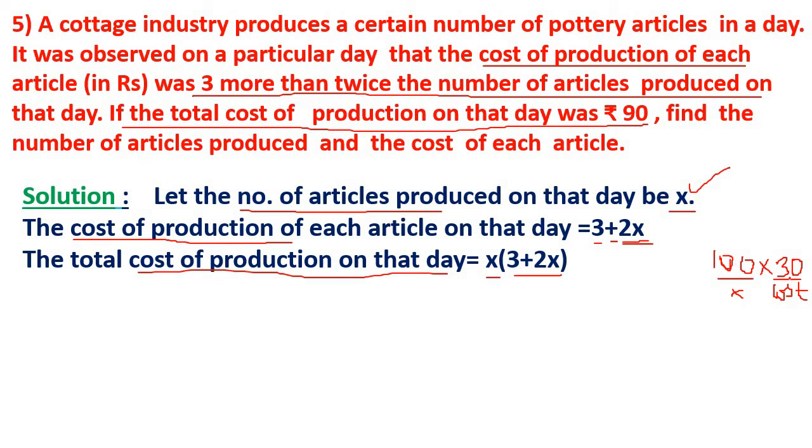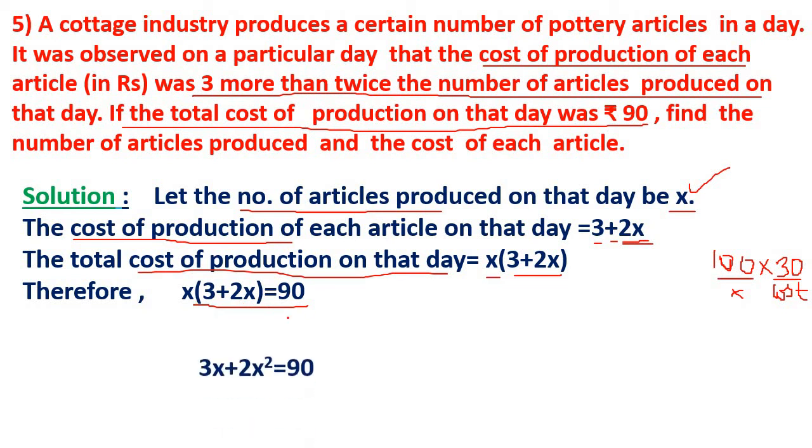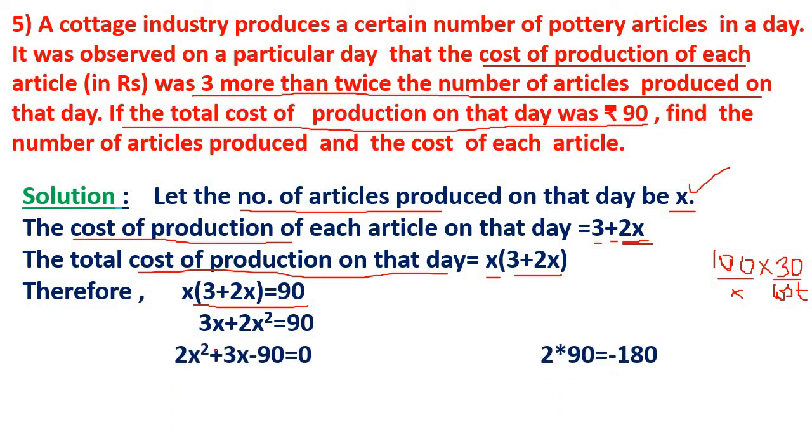x is the number of articles, and the cost of each article would be 30. So we'll get 3000. The total cost of production is 90 rupees. Now we multiply the entire 3 plus 2x by x, which gives 3x plus 2x square equal to 90. Then we can write 2x square plus 3x minus 90 is equal to 0.